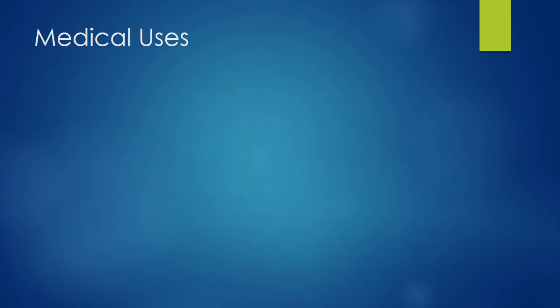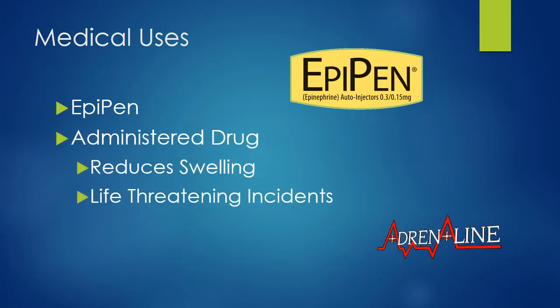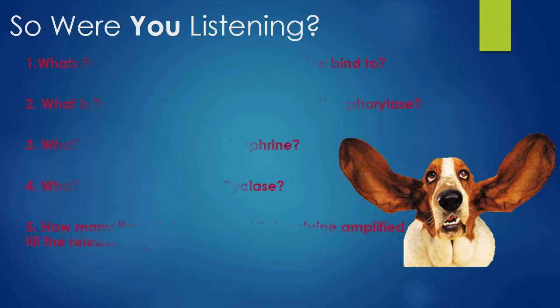Epinephrine has a few medical uses other than its natural uses in the body. The EpiPen is a device used by people who are allergic to certain substances and will open their airways in a time of an allergic reaction. In a hospital, epinephrine is used to reduce swelling and to open airways. It is also used to help patients in critical conditions as it will increase the patient's heart rate and blood glucose levels. Here's a few review questions.